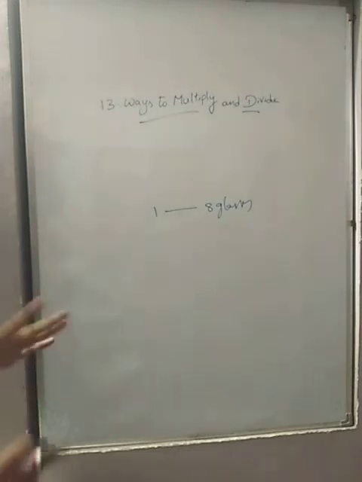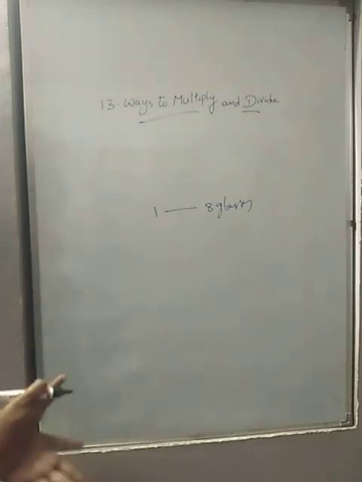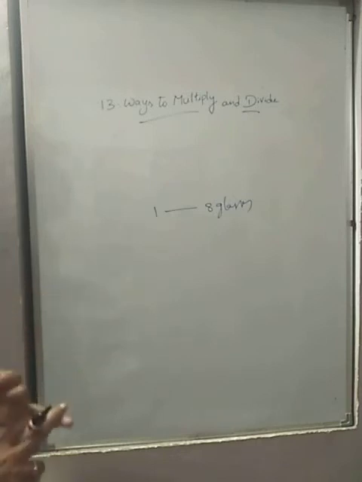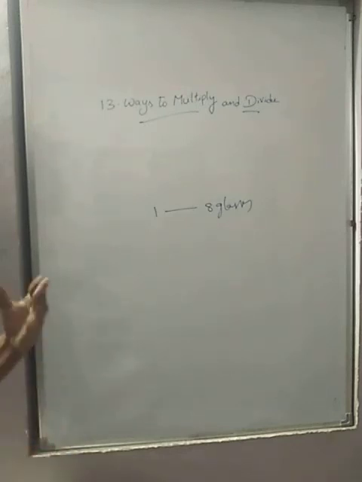For 1 month, actually, if they ask for February or for March, we should write the number of days accordingly. Generally, 1 month means we should take 30 days. February means 28, March 31, like that we should take. But generally when they ask 1 month, we should take 30 days.